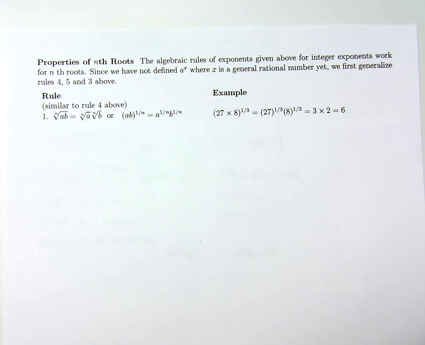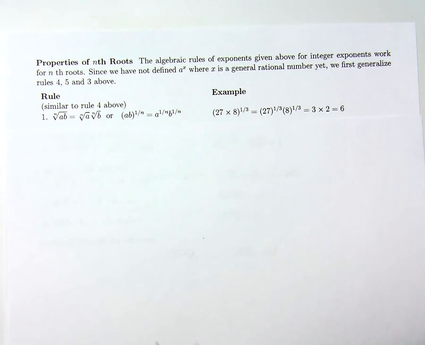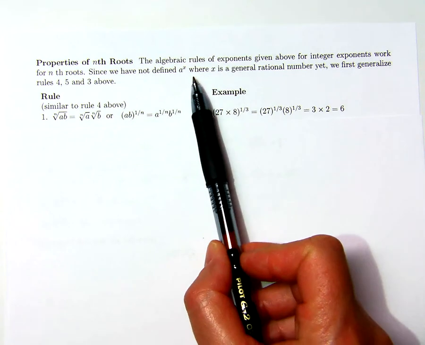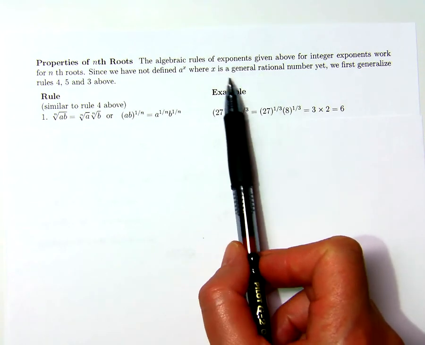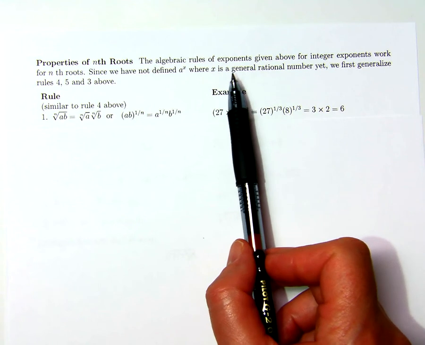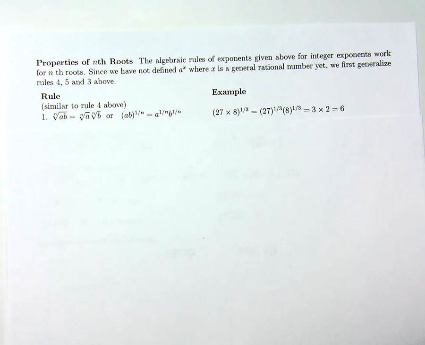However, not all of them make sense yet, because we haven't defined a to the x, where x is a general rational number. So we haven't defined a to the m over n yet, so there are only a few rules which we can look at right now.